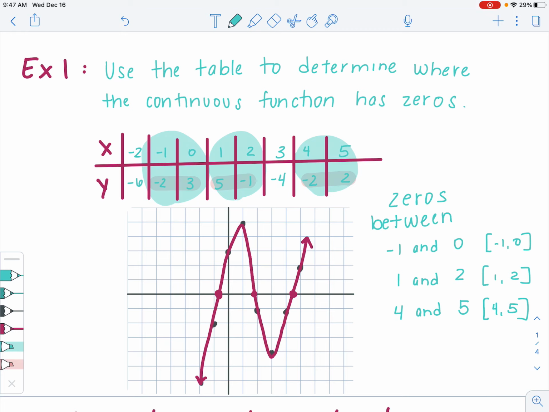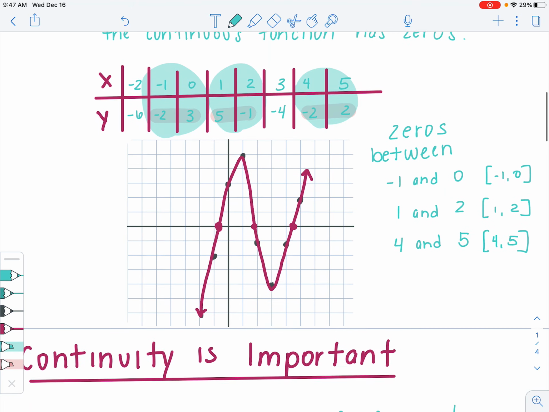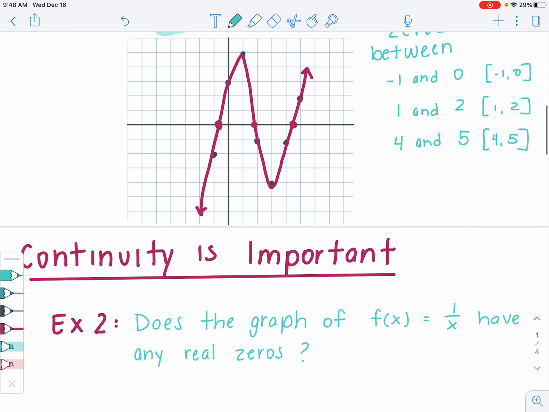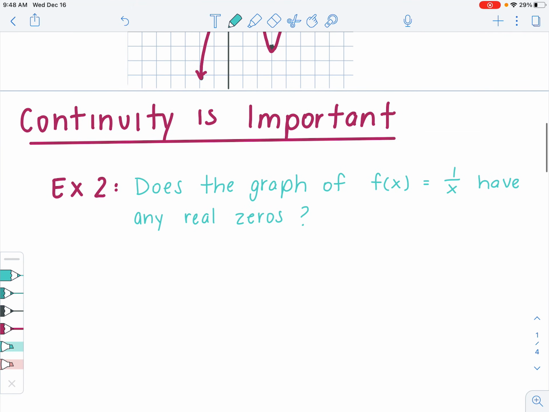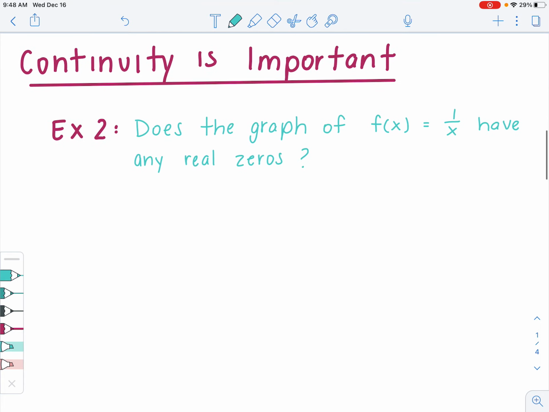So if I give you a table, you're just looking to see where the y values are changing signs, and that's where you're going to have at least 1 zero. Could have more, but you have to have at least 1. So super important that the graph is continuous and that they tell you either the graph is continuous or that they give you an equation that you can check to see if it's continuous. And continuous just means the whole thing is connected.